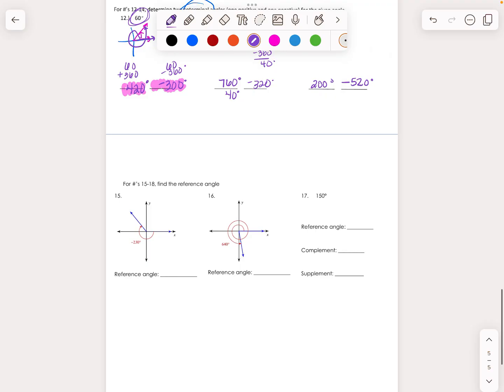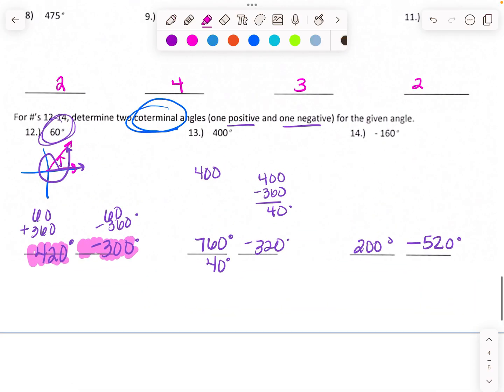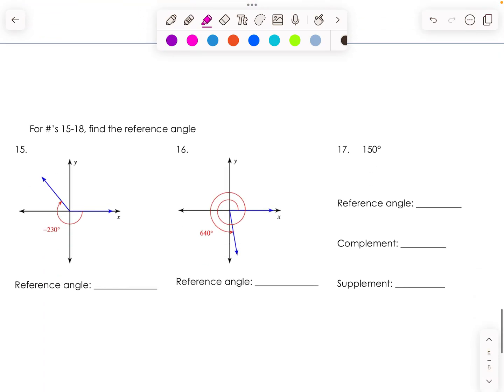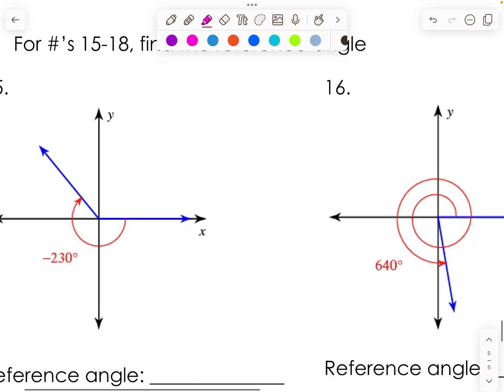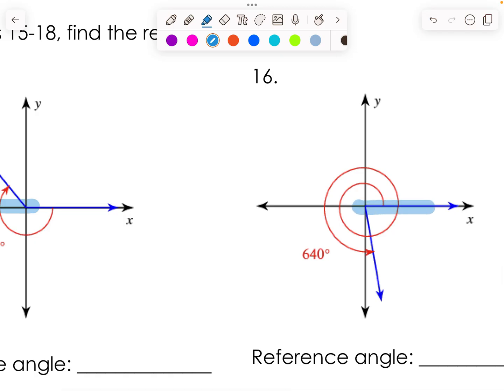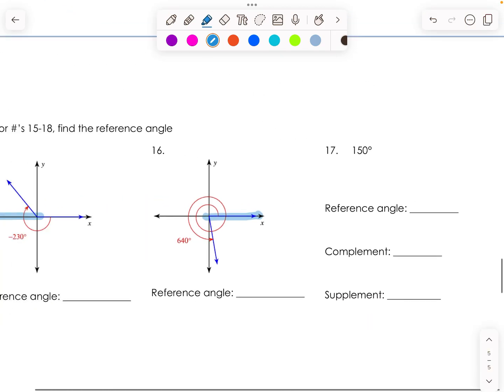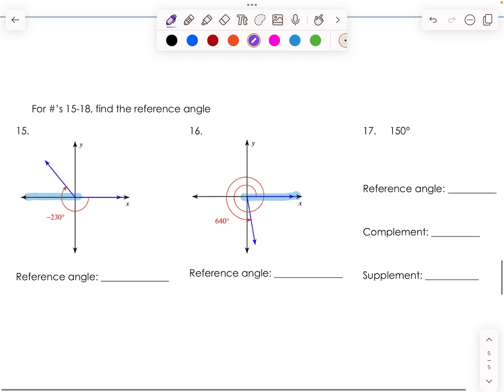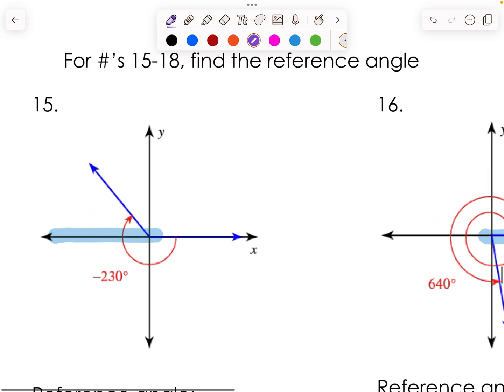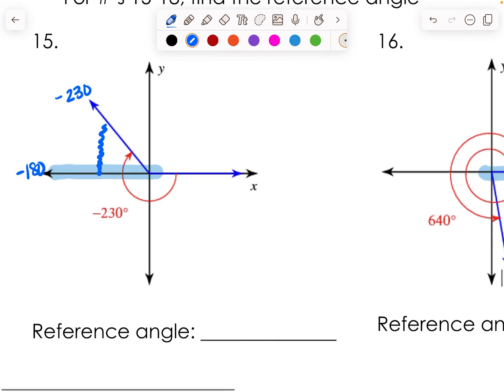All right. Finding the reference angle again, every time it means go to the x-axis. How far is it to the x-axis? So that means figure out how far it is. Positive number, don't worry if the angle is positive or negative. If this is 230, this is 180. How far is it in between? That just means 50.